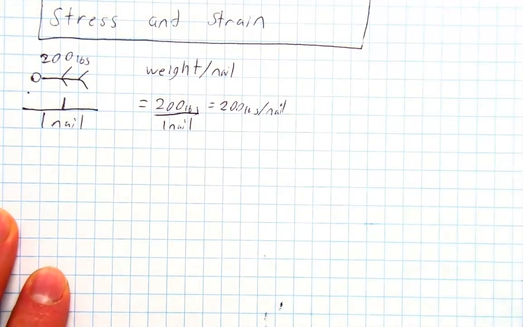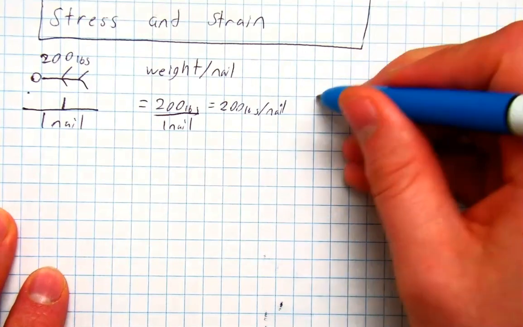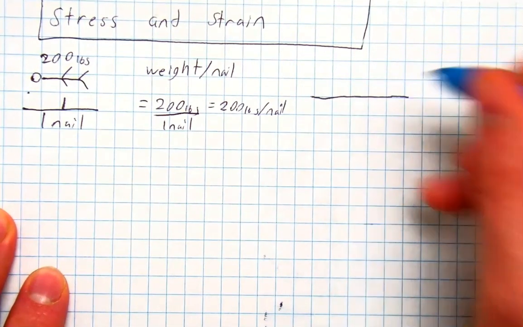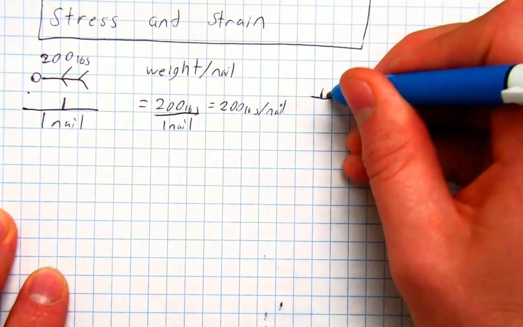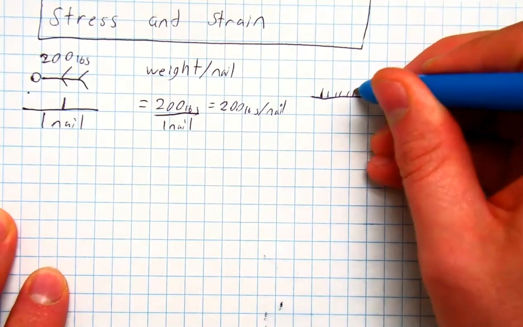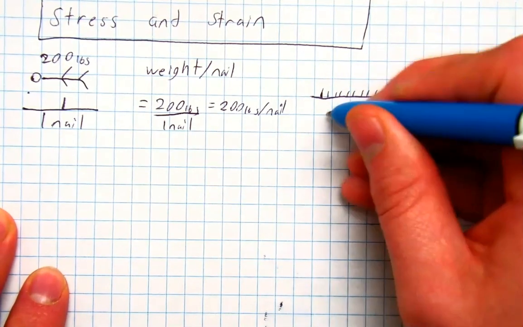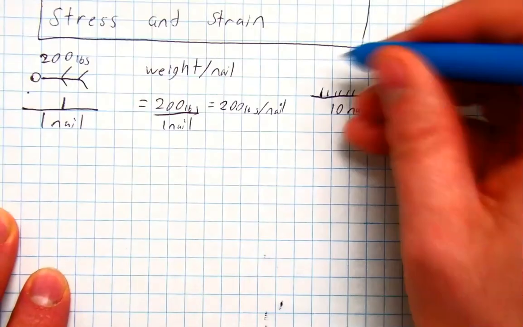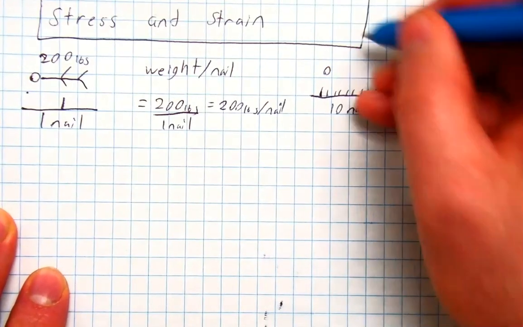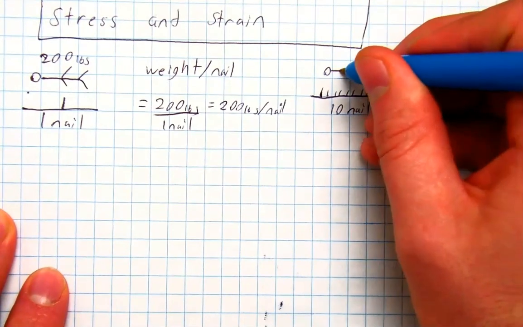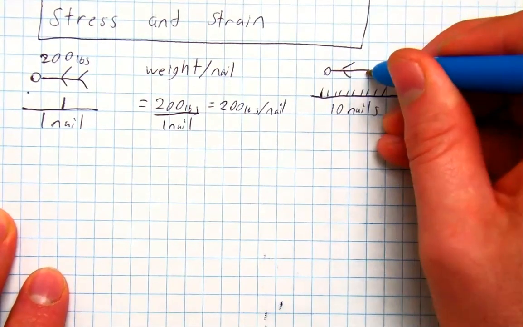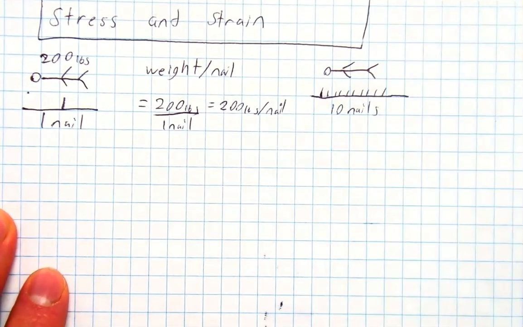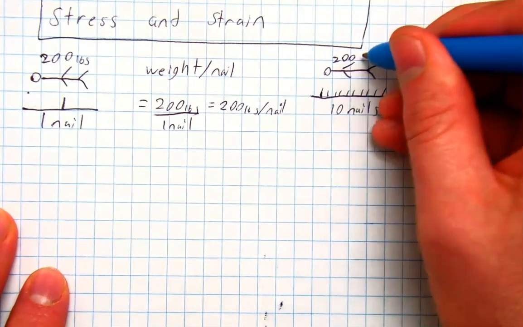So let's change that a little bit. Let's say we have another bed. And let's say this bed has 10 nails sticking out. 2, 3, 4, 5, 6, 7, 8, 9, 10. So 10 nails. And we're going to lay the same guy on top of this. My question is, would that be better or worse? Would it be better to lay on one nail or 10 nails? So this guy still weighs 200 pounds.